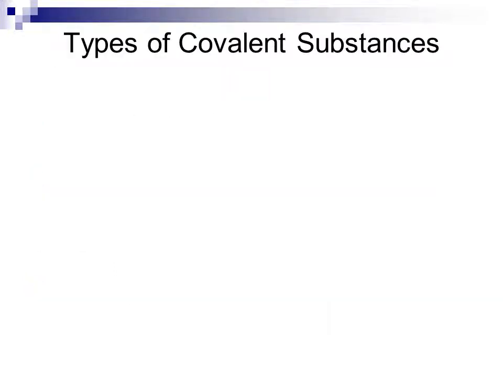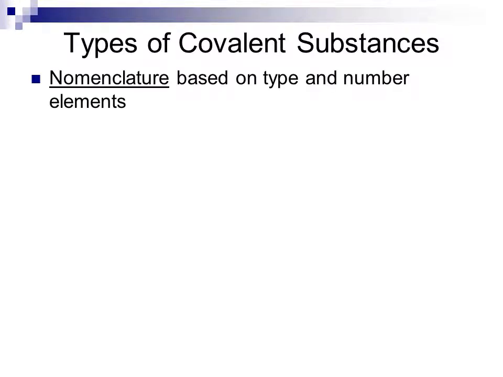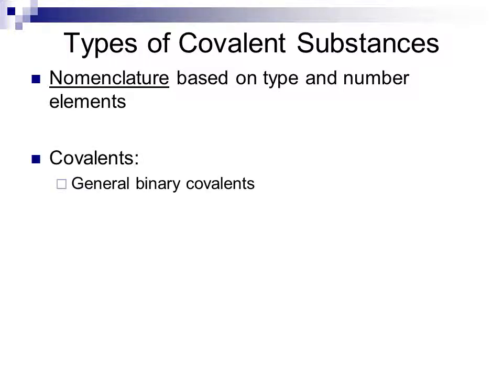The nomenclature of covalent substances depends upon the type. So we're looking at, again, like ionic substances, the type and number of elements in the covalent substance. For covalents, there are generally binary covalent compounds, which are a lot of the covalents we deal with. And then we also have acids. Those are the two basic categories of covalent nomenclature. The big exception to this is organic compounds, but we're not really going to talk about organic compounds at this point.